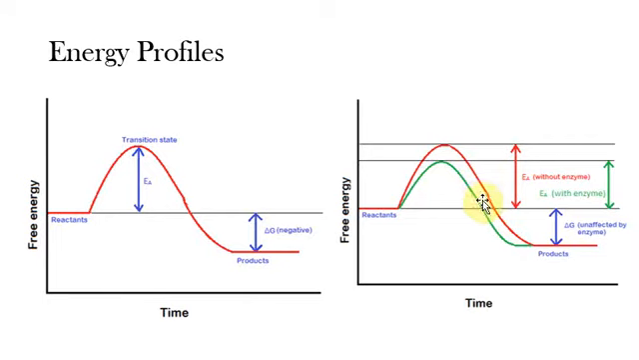The important thing to notice is that at the end of the reaction, when all is said and done, delta G is the same with or without an enzyme. This is because the G has to be the same for the same products and the same reactants. That's just how chemistry works, how physics works.